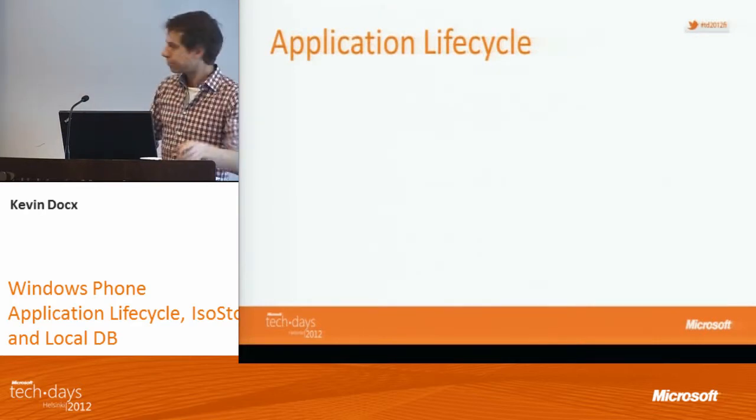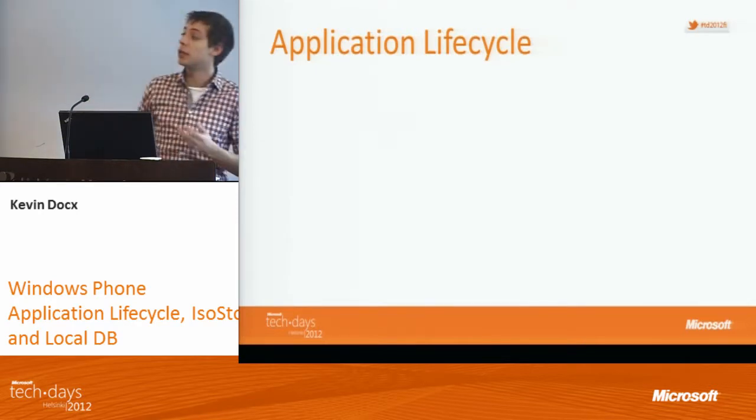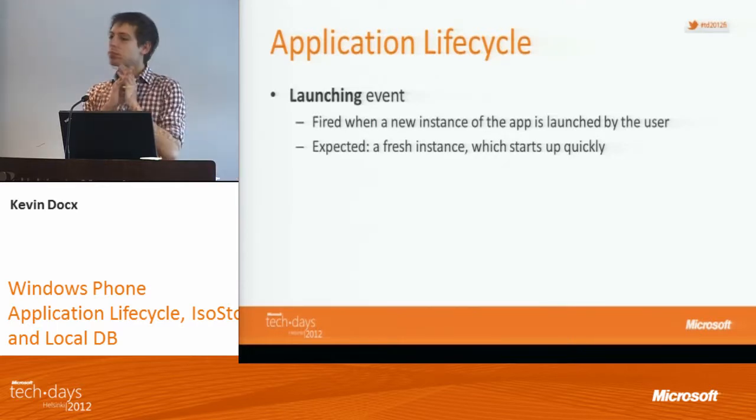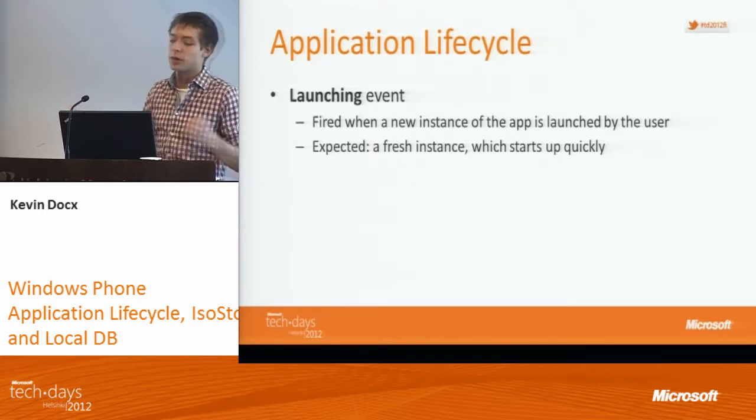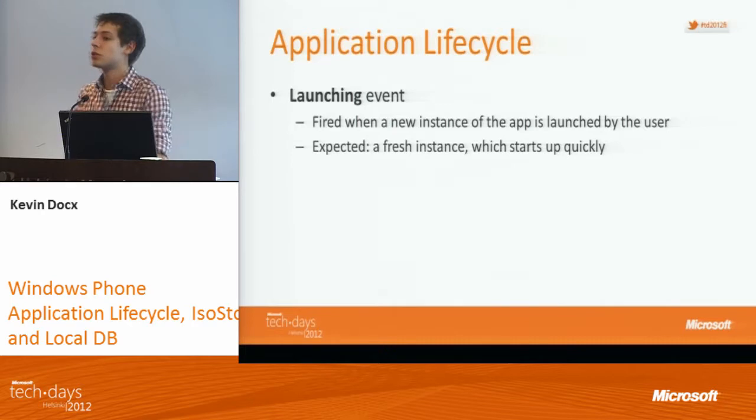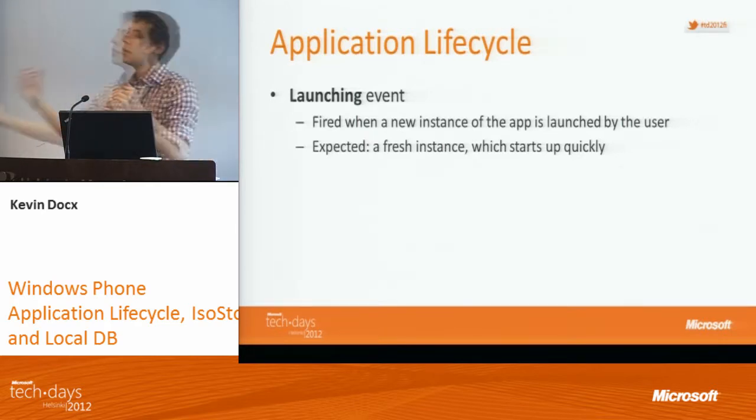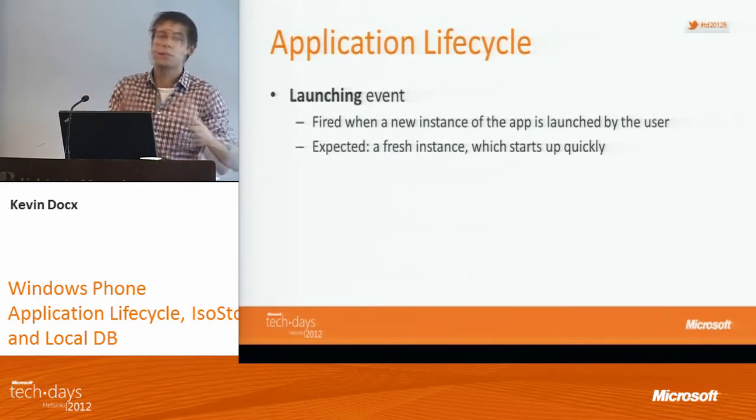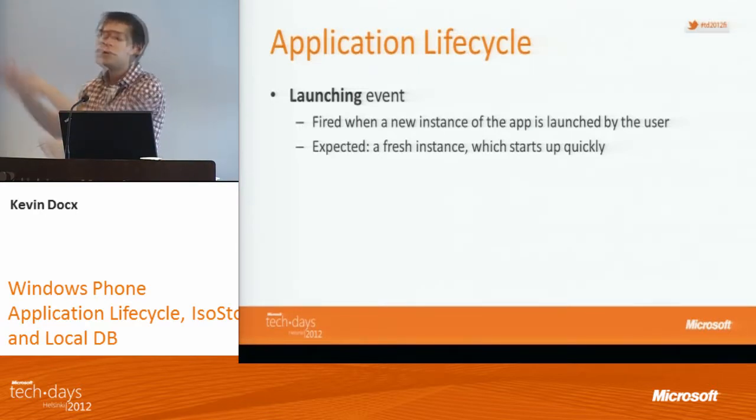Those are the states. Now, what about those 4 events? The launching event, closing event, activated and deactivated. Those are the 4 events you have to keep into account. The launching event is fired when a new instance of your application is launched by the user. That's the user starts your application. User expects a fresh instance which starts up quickly. So when you go into the launching event, you should never ever try to get your user to where he last left off in the application. When you launch your application, a user expects a new instance of the application, not an instance that was left somewhere halfway through the application.